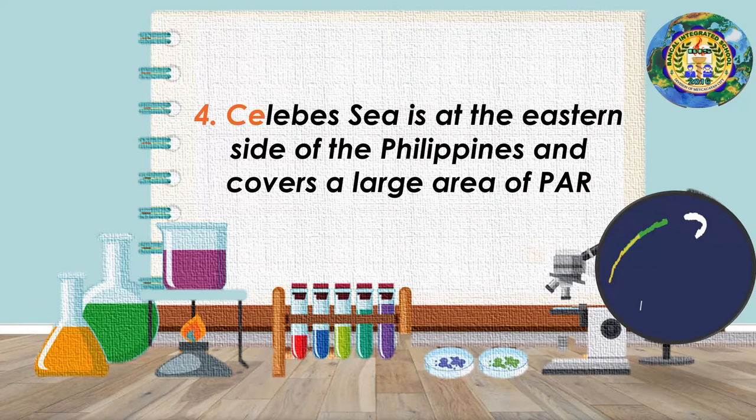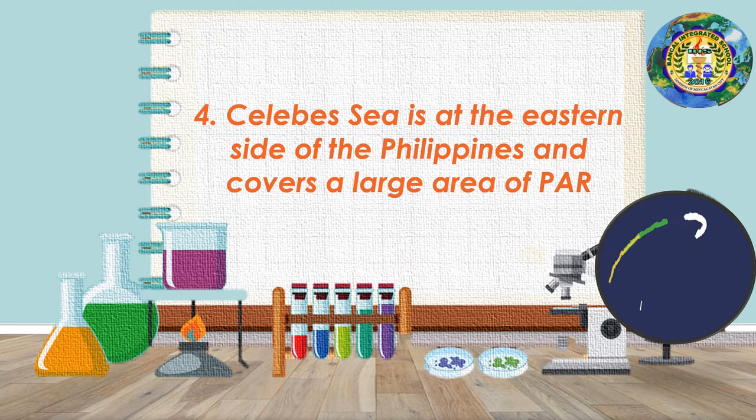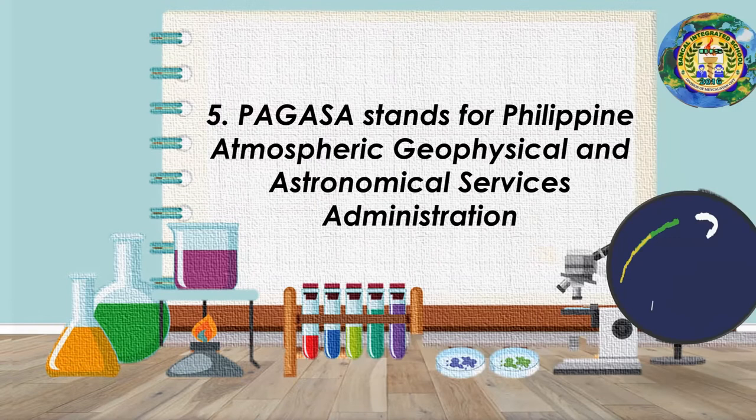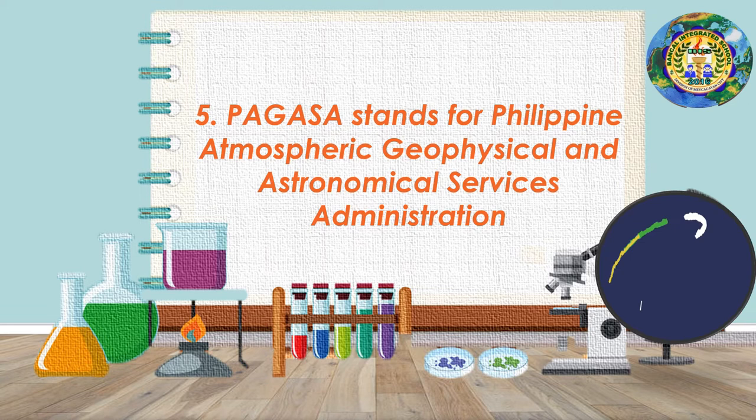Number 4. Celebes Sea is at the eastern side of the Philippines and covers a large area of PAR. Number 5. PAGASA stands for Philippine Atmospheric, Geophysical, and Astronomical Services Administration.